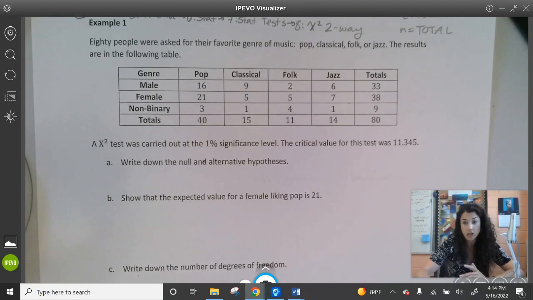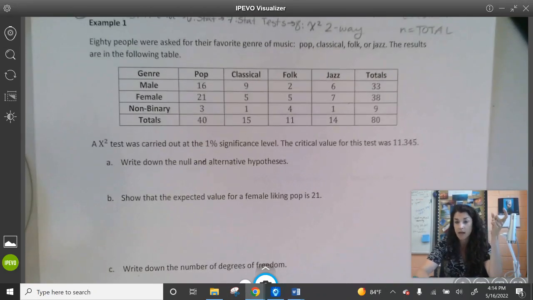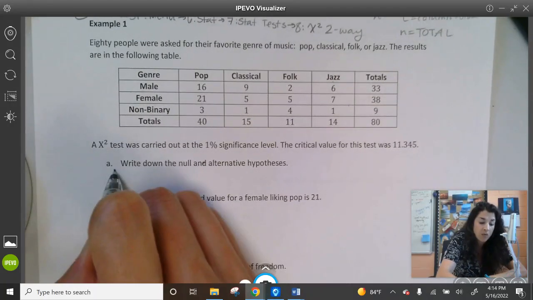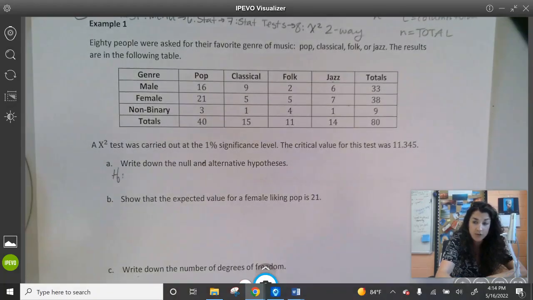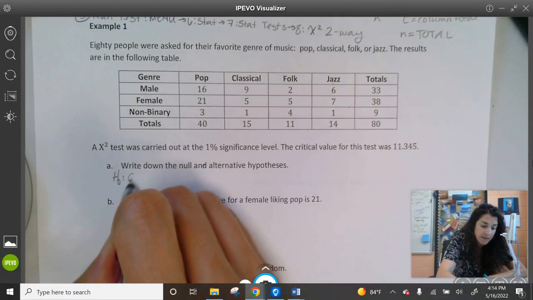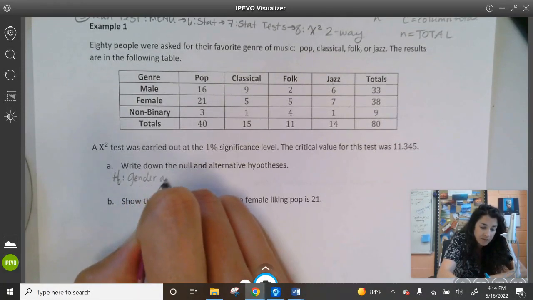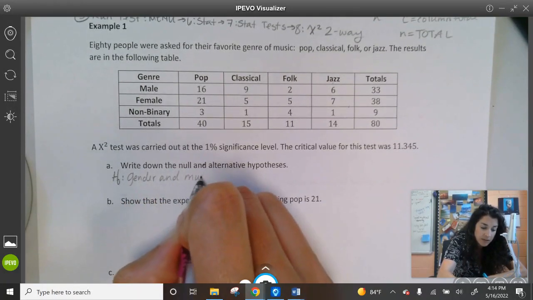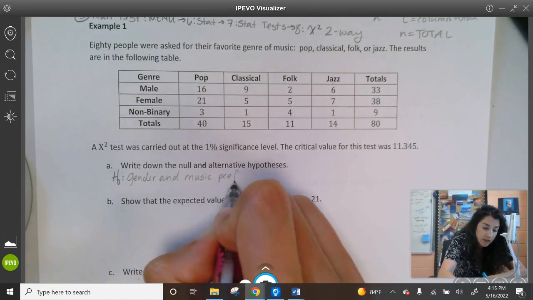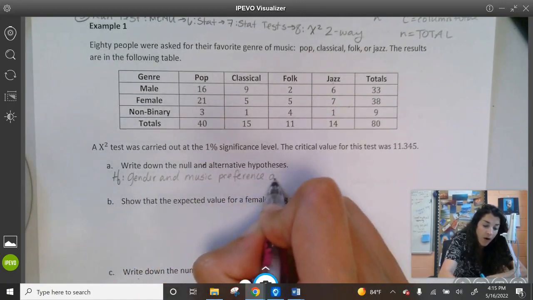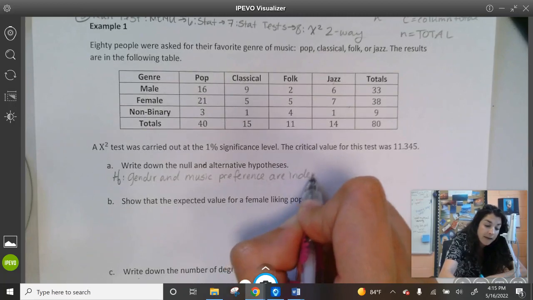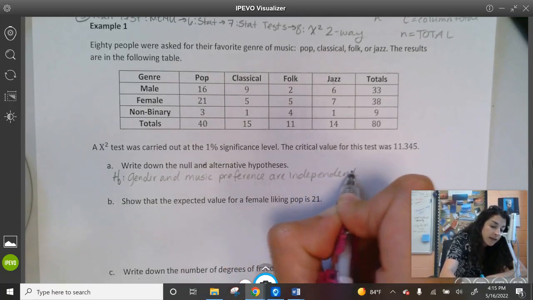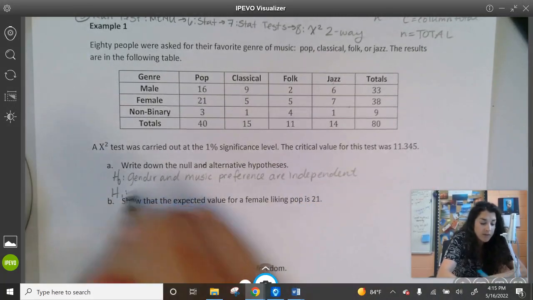So when it says write down the null and alternative hypothesis, you have to first say, okay, what test am I in? I'm in test for independence. So then what hypothesis goes with that type of test? Well, our null hypothesis for test for independence is always that they are independent. We'll be specific though. We'll say gender and music preference are independent. And the alternative is, of course, that they are not.